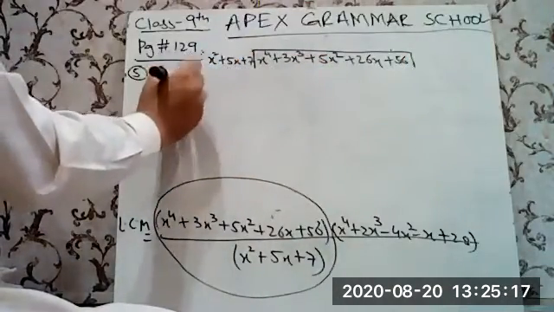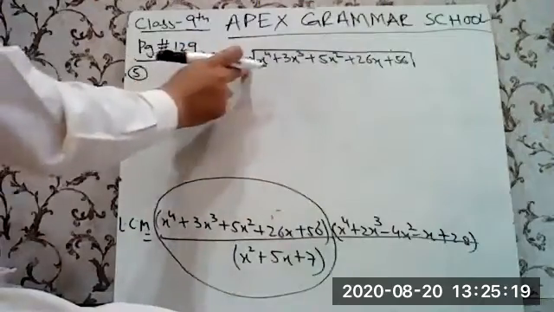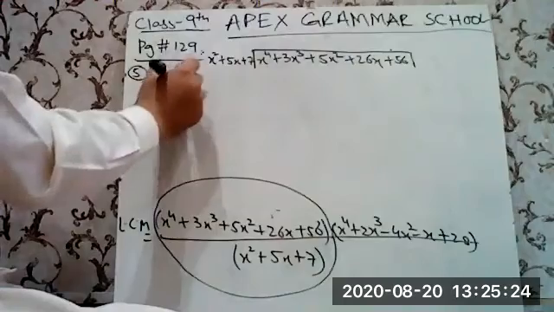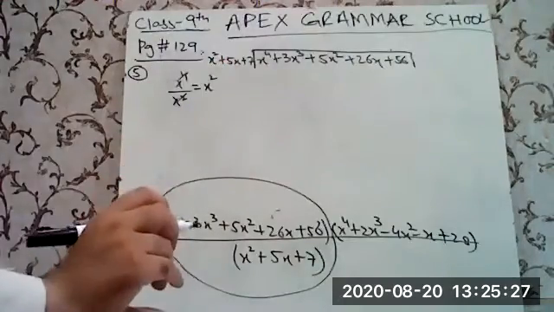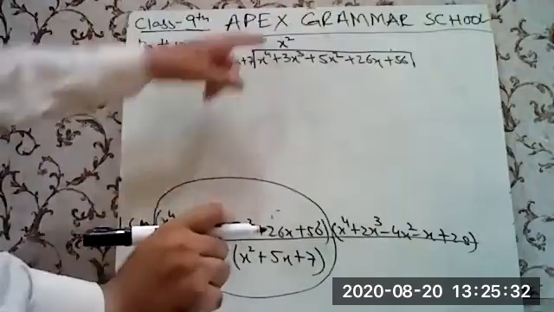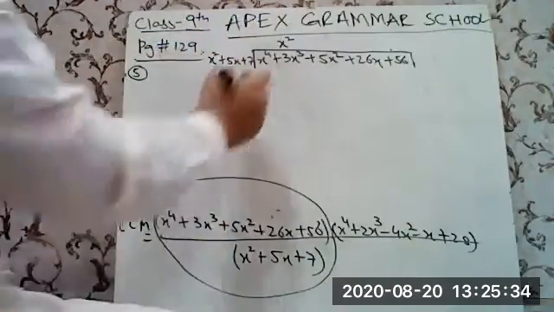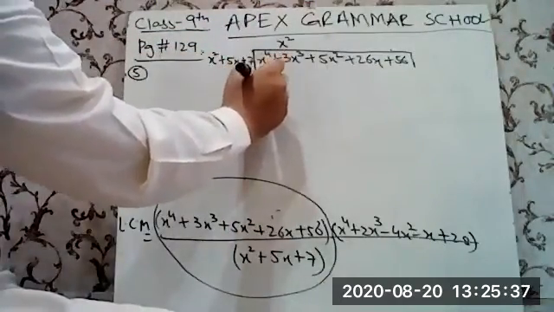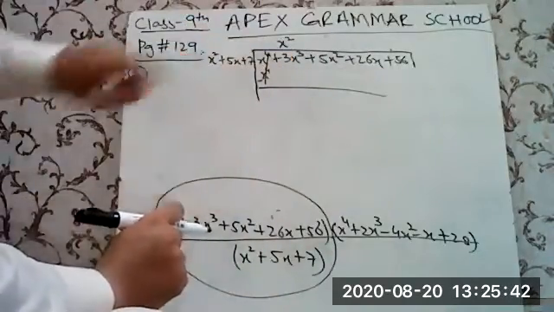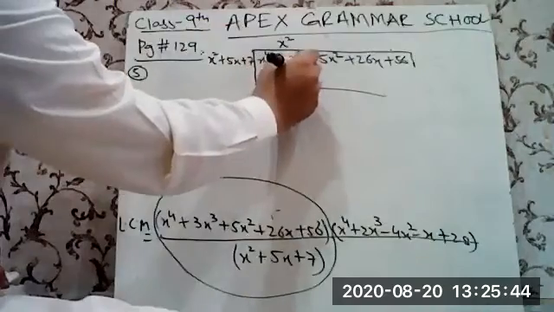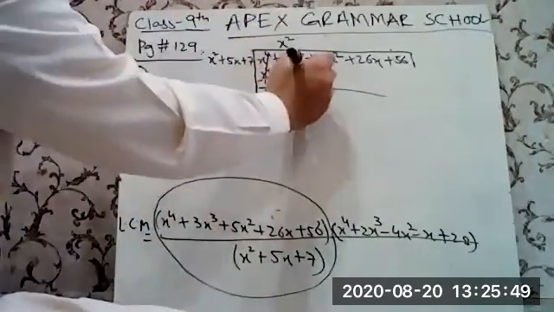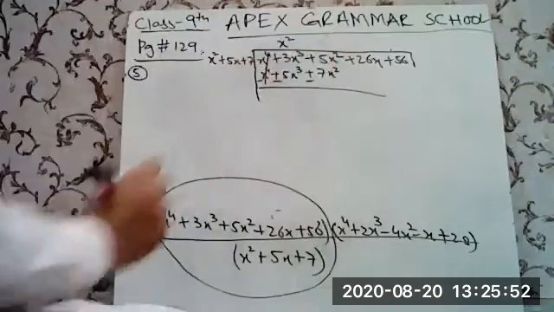So x raised to the power 4 will be the numerator and this very first expression, x squared, will be the denominator. After cancelling them, we get x squared. So x squared will be here. x squared will multiply with this x squared, it means x raised to the power 4. Change the sign, cancel it. Now x squared multiplies with this 5, it becomes 5x cubed. Change the sign. This x squared multiplies with this 7, it becomes 7x squared. Change the sign.